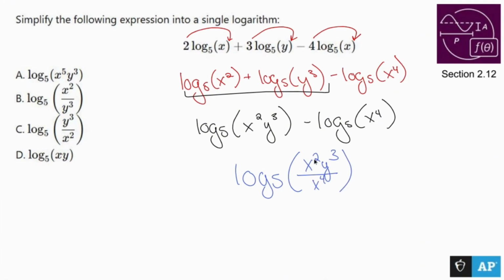Now I notice that there's an x squared and an x to the 4th in here, so we can clean up the insides. So this becomes log base 5 of x squared over x to the 4th simplifies out to being x squared in the denominator, and then y cubed in the numerator. And we have log base 5 of y cubed over x squared, which is c.